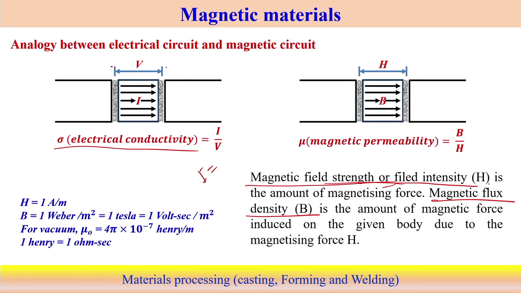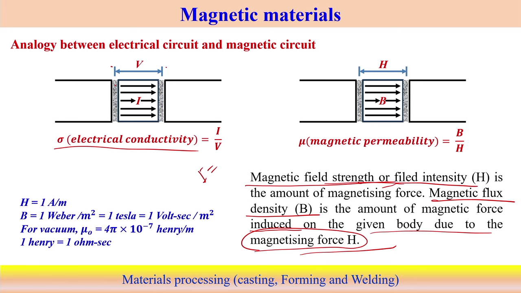So the field intensity basically decides what magnetic flux density can be created. For example, a particular medium has fixed values of the magnetic permeability. So H is basically the amount of magnetic force induced on a given body due to the magnetic flux. H can be treated as a magnetizing force.